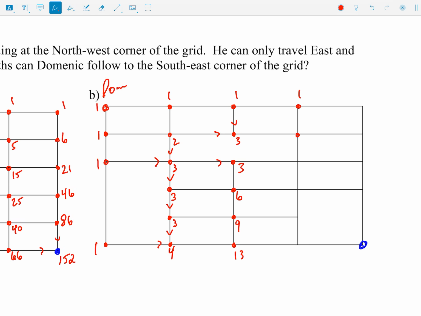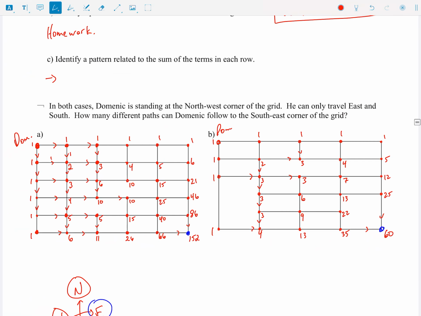Next one, 1. Down or across, 4. Same thing, 13, 22, and 35. Last row here. So 1, down or across, 5, down or across, 12, down or across, 25. And the last one is a sum of 25 plus 35, which is 60.